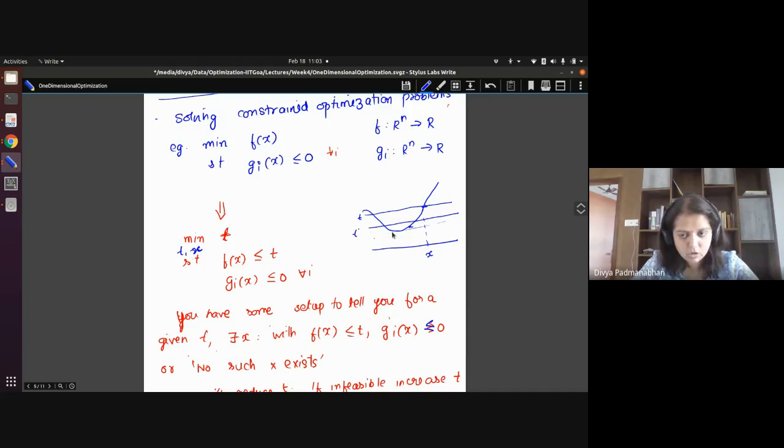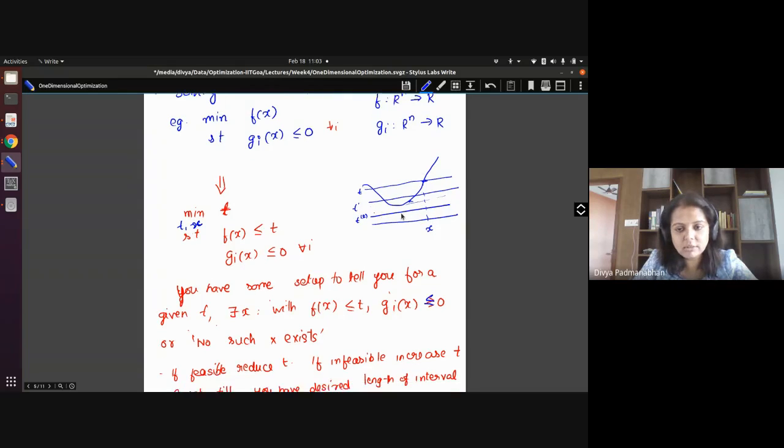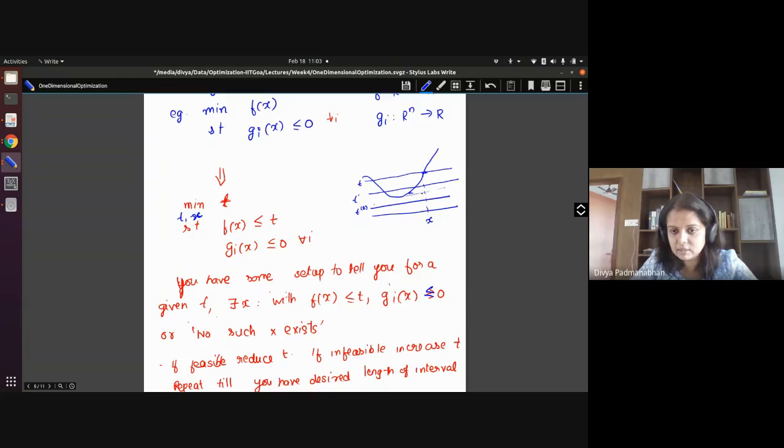Now at some point, suppose your next point was something here. After many iterations, you got this t2, the one marked here. Here there is no x such that f(x) is less than this t2. So then you have to increase it again. The previous one you had was somewhere here, so maybe you take half of that. It's kind of a grid search that you're doing here to finally converge to the minimum point.